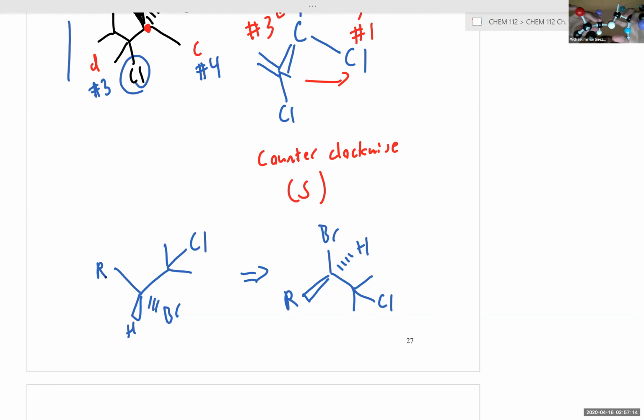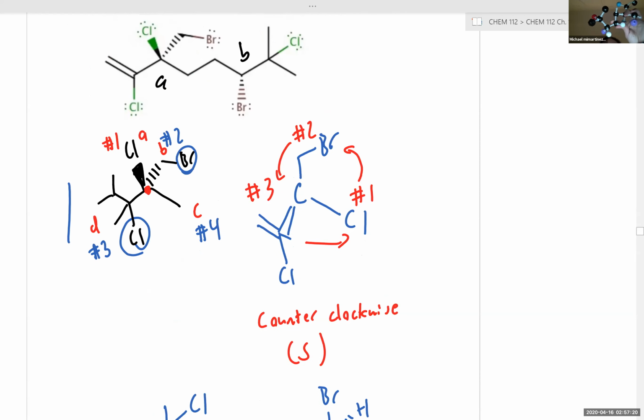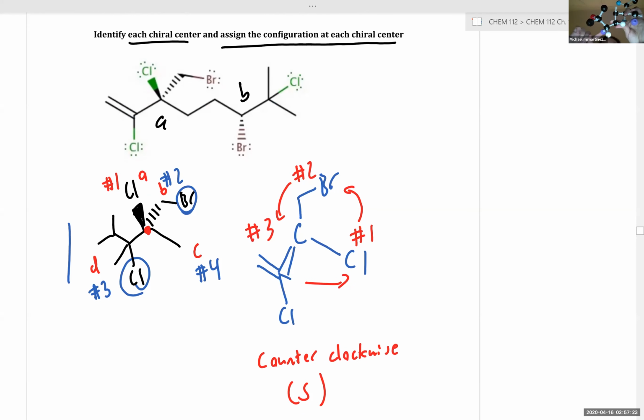Okay, so initially our bromine is going into the page. Our alkyl chloride's pointing up to the right, and our alkyl group is pointing up and to the left. We just rotate our substituents, and then we draw what we see now that our hydrogen's in the back.